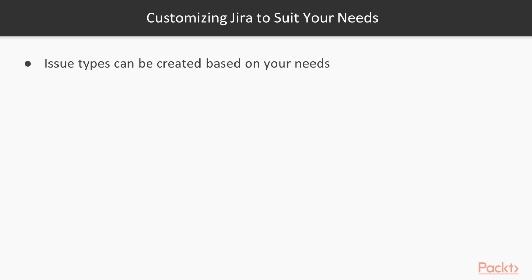Issue types can be created based on your needs. For example, if in the company you are not using the term bug, you can create one issue type called defect. And each issue type can have its own workflow. For example, when you raise a new bug or a defect, the life cycle for that particular bug will be different from a story. So Jira is quite capable of having a different workflow for different types of activities.